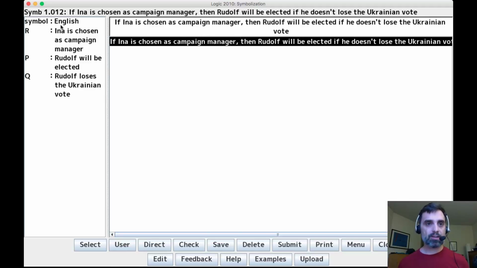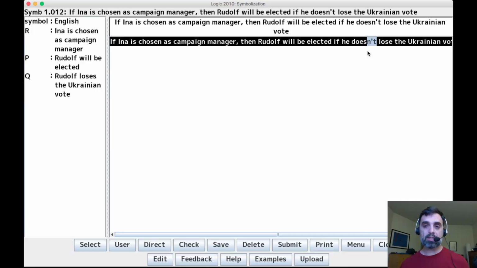So we have the sentence, if Ina is chosen as campaign manager, then Rudolph will be elected if he doesn't lose the Ukrainian vote. So we want to look for our logical vocabulary. So we have this if, we have this then, and we have this if, and we also have that not there. So this not, we know is not the main, we want to look for the main connective. And we know the not is not the main connective.